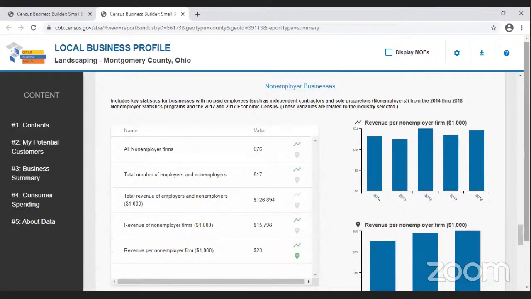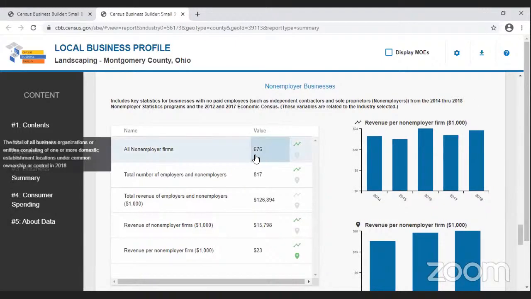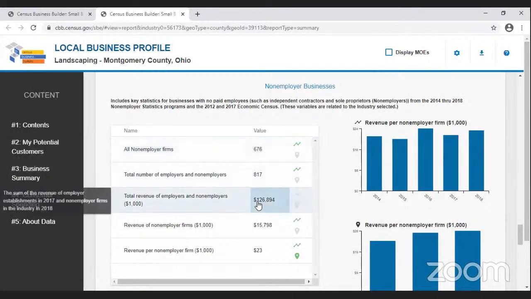And here's your non-employer data. These are the ones without employees. You can see there's 676 landscaping businesses in Montgomery County without employees. And they get a revenue of $126 million. Well, both employers and non-employers.